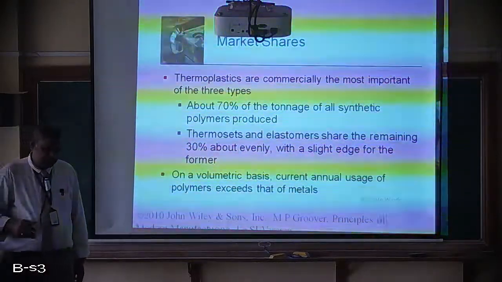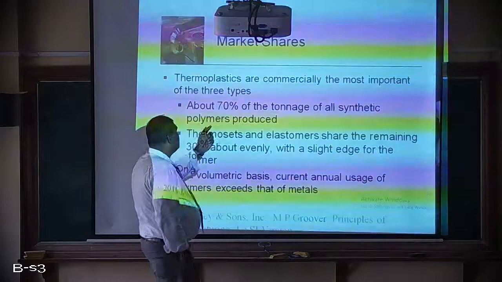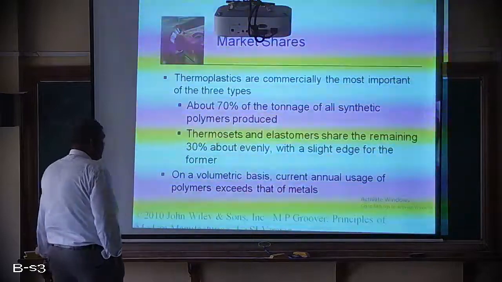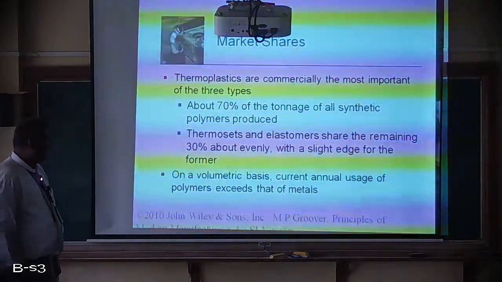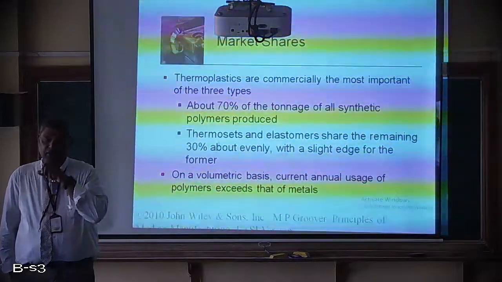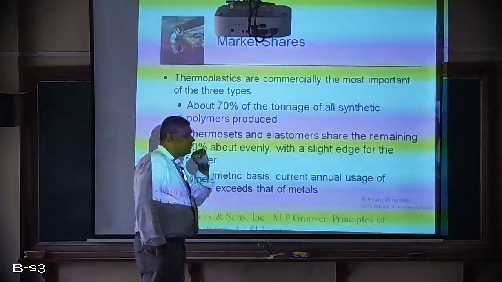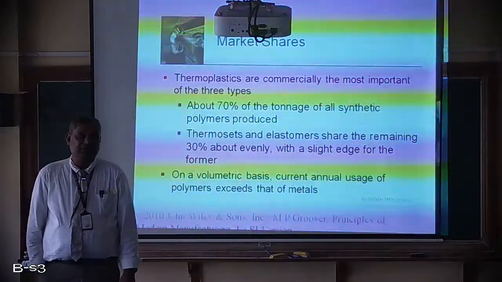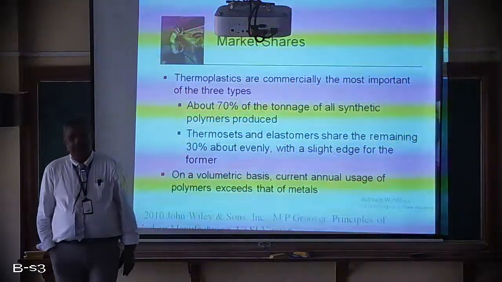So even in the present market, the majority of the polymers share is 70%. All these are synthetic polymers, and thermosets and elastomers share the 30%. These applications are limited, particularly to the electronic industry and some electrical industry. Whereas this 70% includes all applications from domestic to engineering. That is why thermoplast materials are more widely used.